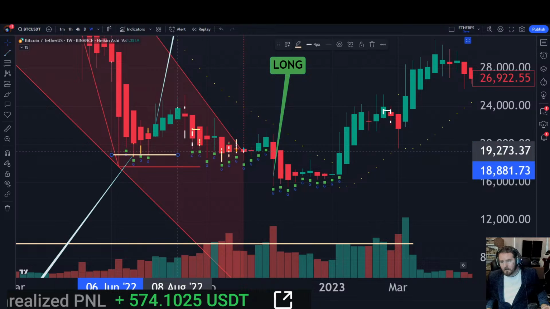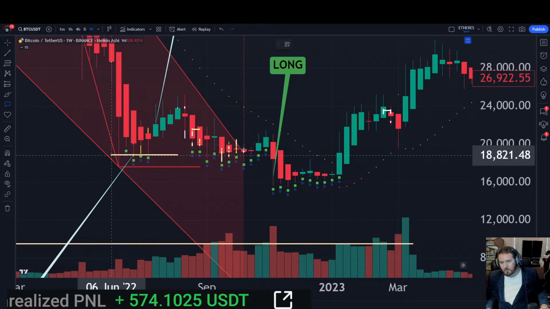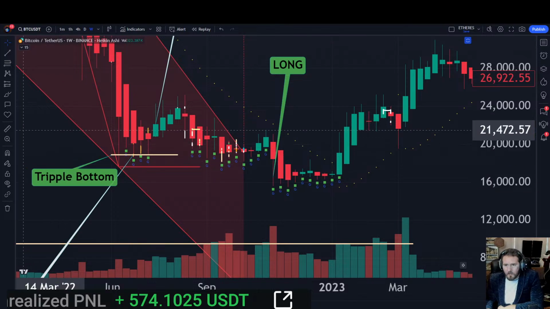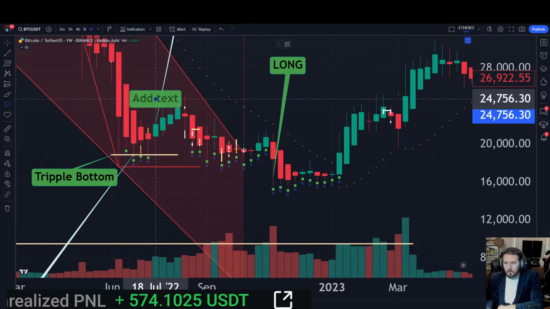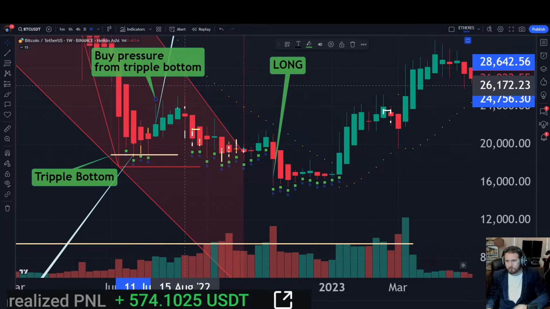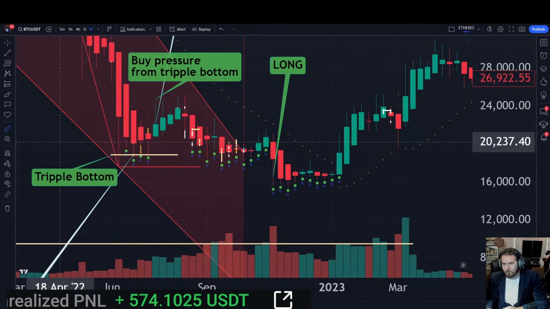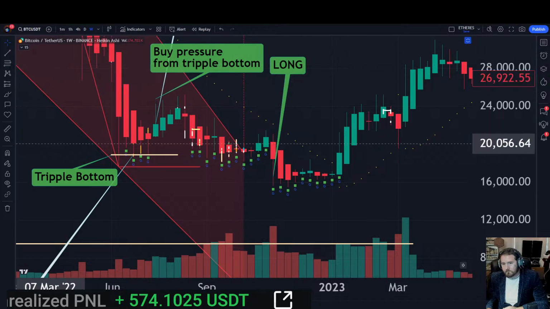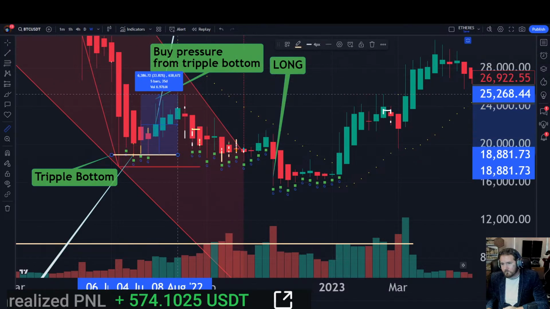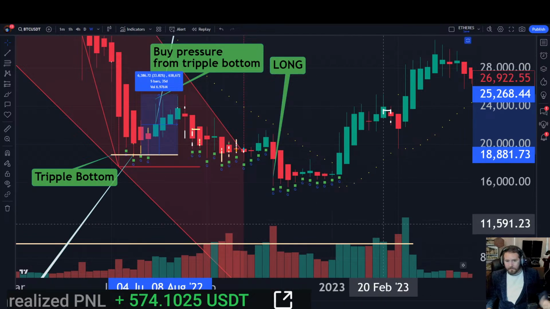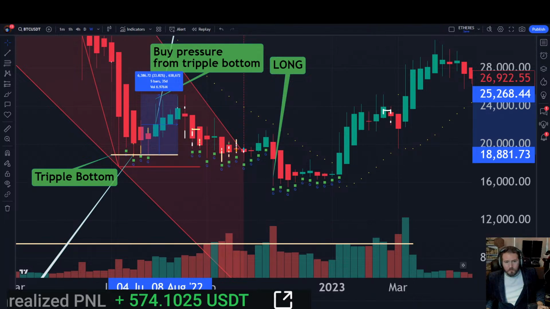So I'm gonna add this note right here. Triple bottom, and this buy pressure from triple bottom. That's a buy pressure from triple bottom. And that's what made the price go up by about 33%. And this is Bitcoin. All right. I'm going to take a picture of this chart as well.